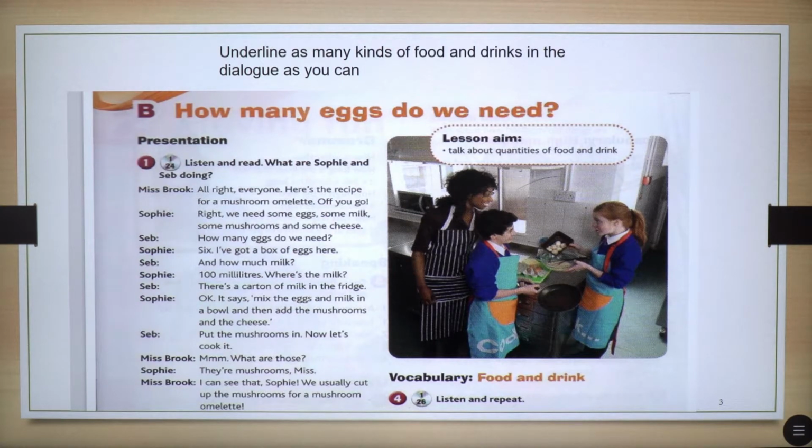Here, in the first picture, we have a dialogue between Ms. Brooke, Sophie, and Seb talking about a recipe. So, you will read it now, and you will try to underline as many kinds of food and drinks in the dialogue as you can. So, take a few seconds and try to underline foods and drinks in the dialogue.